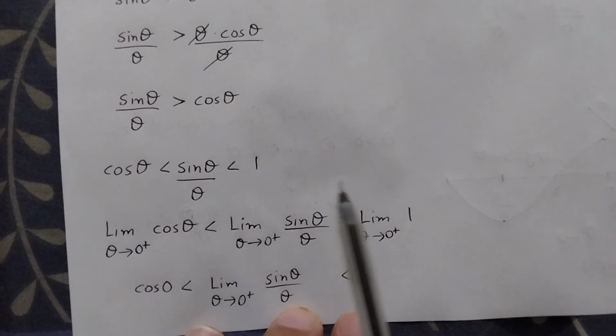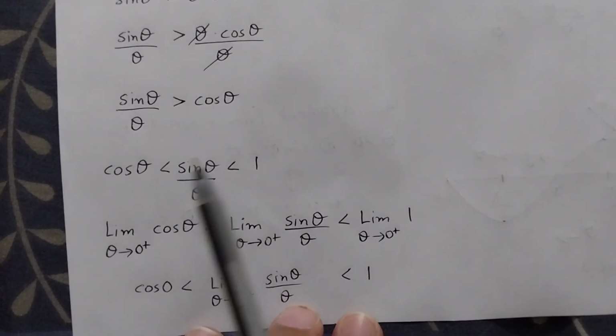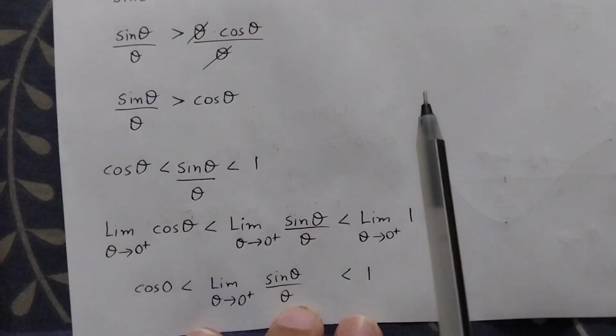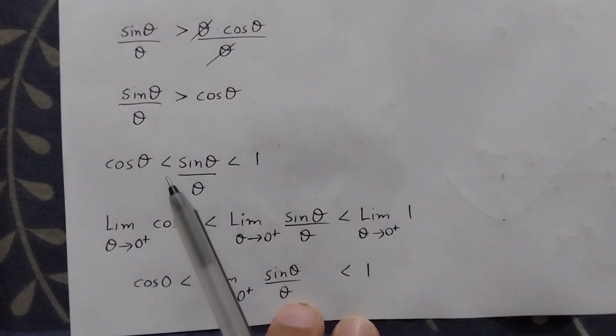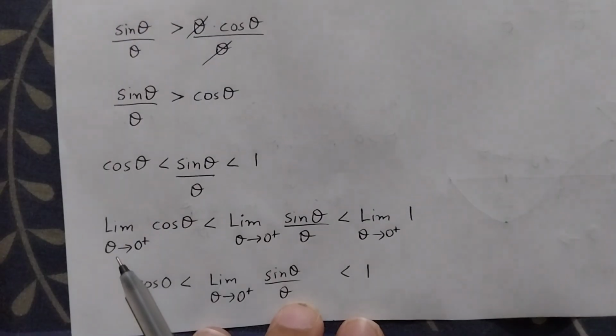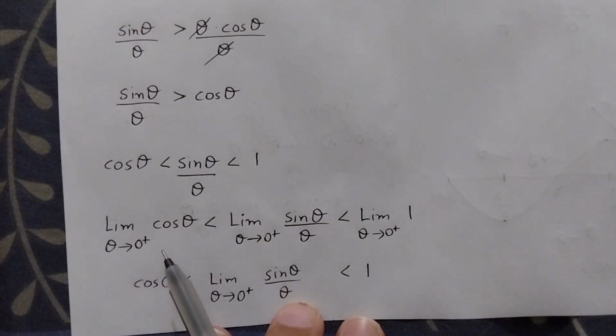So what are we interested in? We are interested in finding the limits of the extremes and seeing whether they approach the same value, so that our middle function approaches the same value, as theta approaches 0 from the right hand side, so theta approaches 0 plus.